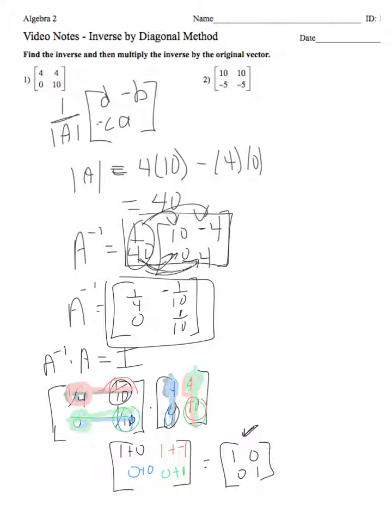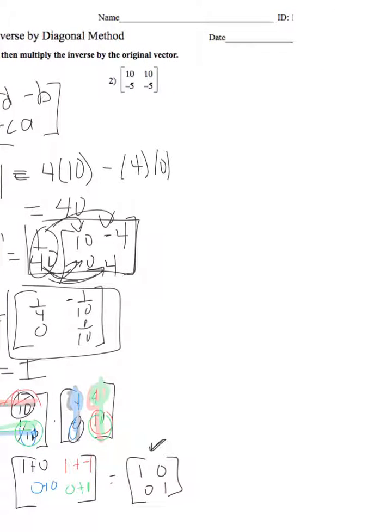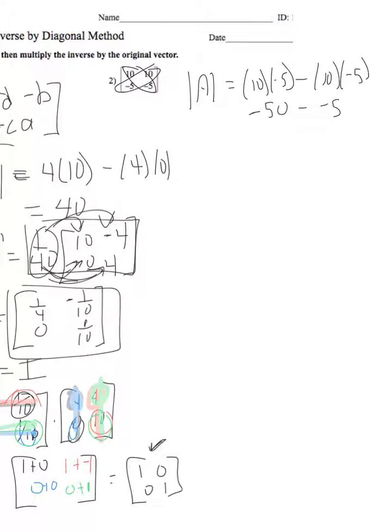Okay, these 2 by 2s don't have to be very long. I'm going to go fast on this next one. So I need the determinant. That's going to be these two, 10 times negative 5, minus these two, 10 times negative 5. So here I have negative 50 minus negative 50, so negative 50 plus 50 is 0.